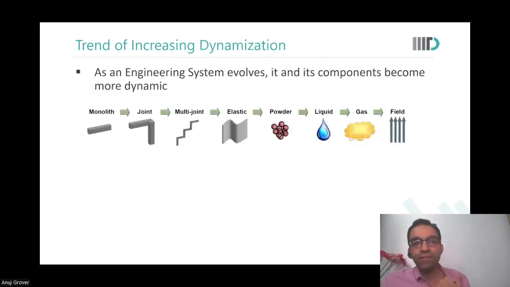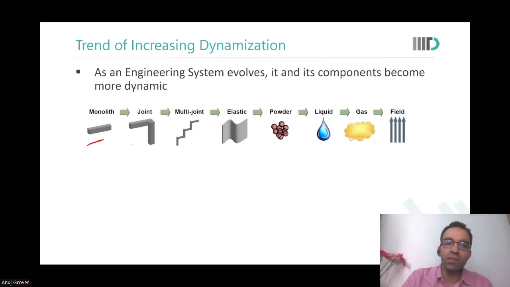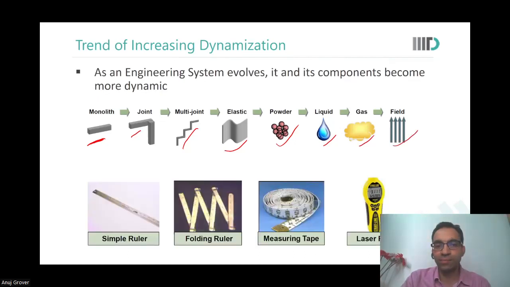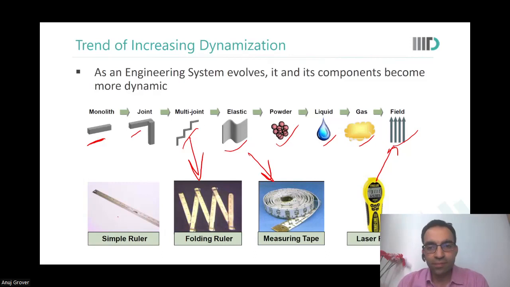Let us look at the law of increasing dynamization. What it says is that any system would move from, say, a monolith to a single joint, to multi-joint, to elastic, to powder, to liquid, to gas, and finally to field. Okay? And look at this. You first had a simple ruler, then you also have folding rulers. So multi-joint wali cheez aa gayi. You have a measuring tape which is fully elastic, and you have laser rulers also today. Are you able to see this?